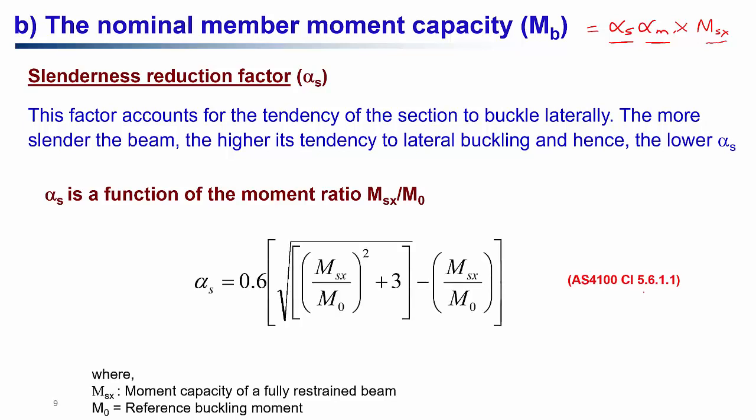In clause 5.6.1.1 of AS4100, you can see that alpha S is a function of MSX over M naught, where MSX is the nominal moment capacity of a fully restrained section. If there was no lateral torsional buckling, MSX is your capacity, which is nothing but Fy multiplied by Zex. And M naught is a reference buckling moment. So once we know these two parameters, you can find alpha S. Now we already know how to find MSX, but we need to find out M naught, or the reference buckling moment. So let's have a look at how we can find M naught.